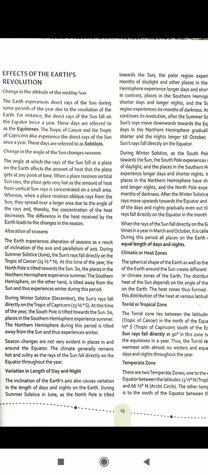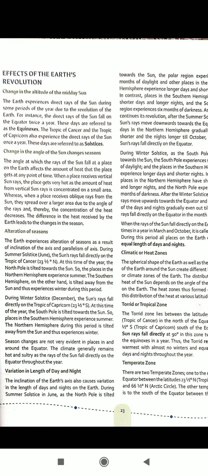Due to the inclination of the earth's axis, the length of day and night differs from place to place. It means that where the summer season is experienced, the days are longer, and where the winter season is experienced, the days are shorter. The altitude of the midday sun always varies accordingly. It results in changes of season.